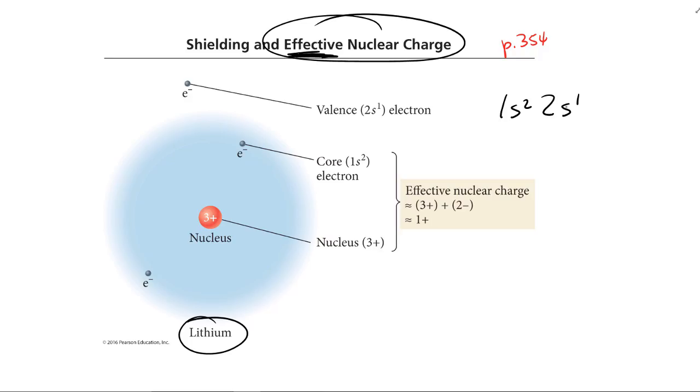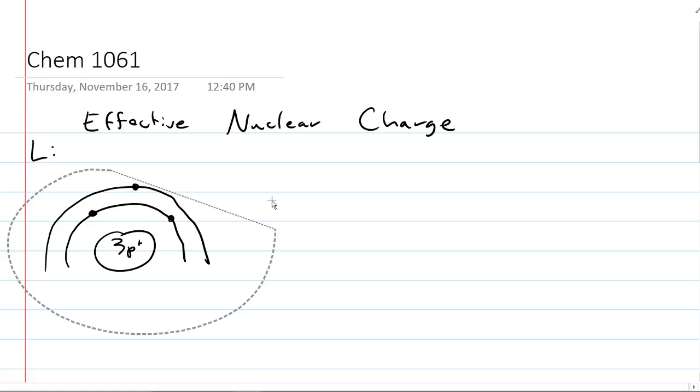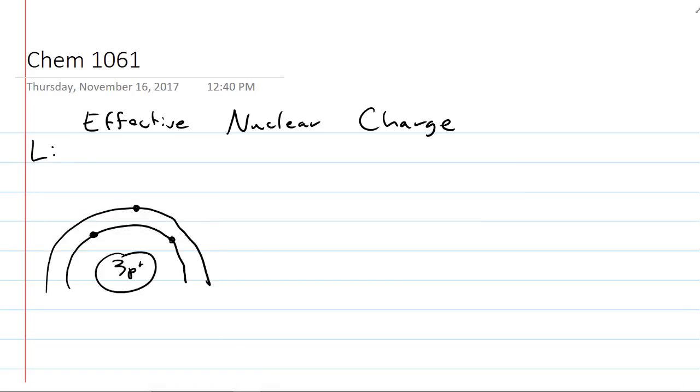So now if we were to diagram this and kind of go across, we're going to make a diagram of this and we'll look at what that effective nuclear charge might look like. We'll start with something like lithium, which again we see here has the 3 protons in the nucleus. And then we'll just kind of simplify it. We'll show the 2 inner level electrons, and then we'll show the valence electron. And again, this is for lithium, which has an electron configuration of 1s2, 2s1.